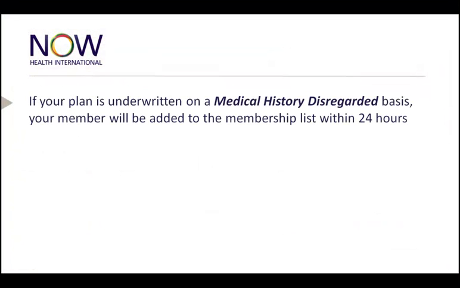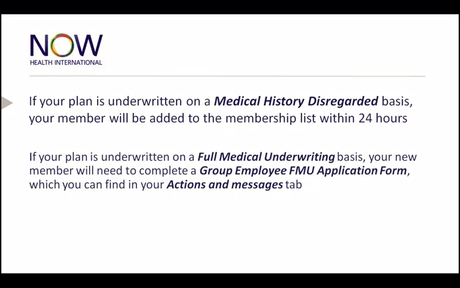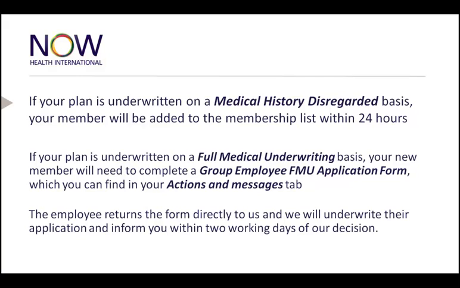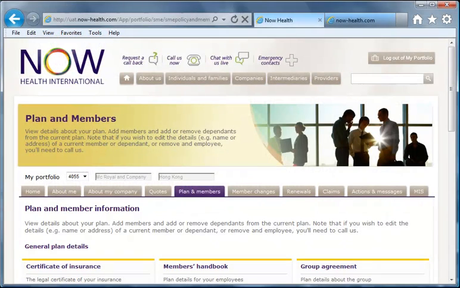If your plan's underwritten on a medical history disregarded basis, your member will be added to the membership list within 24 hours. If your plan is written on a full medical underwriting basis, your new member will need to complete a Group Employee FMU application form, which you can find in your Actions and Messages tab. The employee should return the form directly to us, and we will inform you within 2 working days of our decision. We'll issue you with a cover note and an invoice for the updated premium, or if you're on an end-of-year adjustment basis, at the end of the plan year.